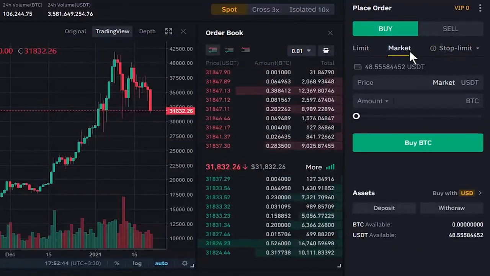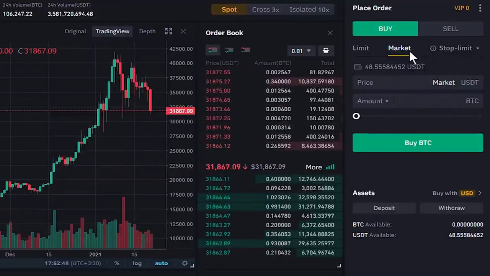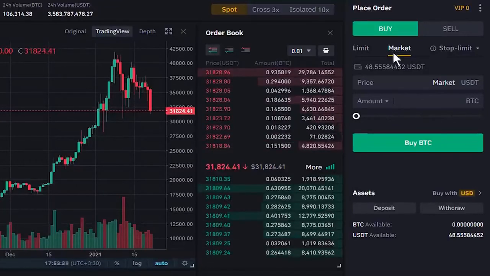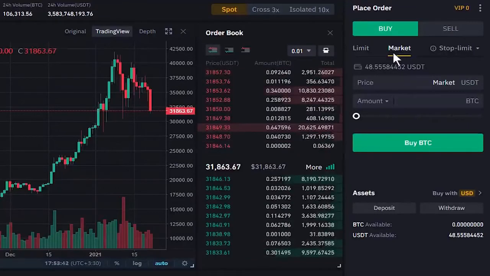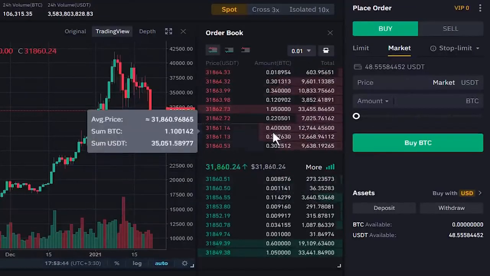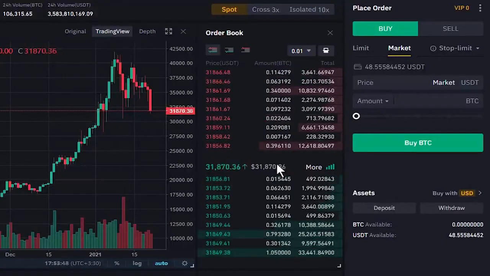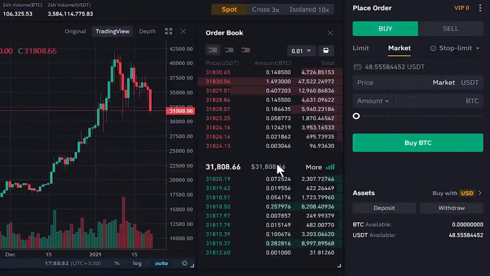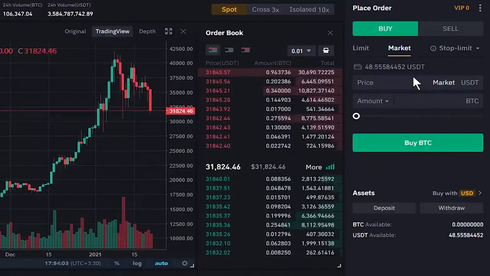With the help of market order, you can buy or sell quickly with the best current available price. What does this mean? This means that your buy or sell order will be executed instantly with the best available price here in pending orders in order book that are previously placed by other traders. So by the help of market order, you buy or sell at the current market price. Alright, let's place a market order and see how it works.